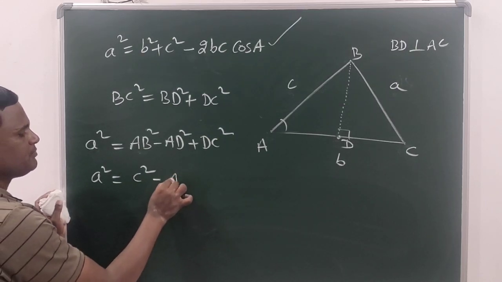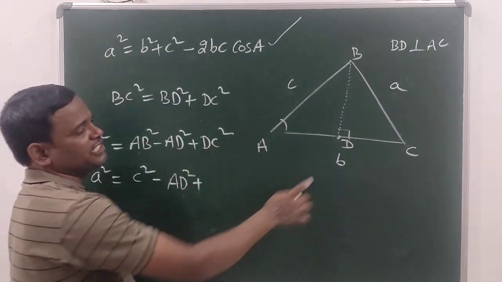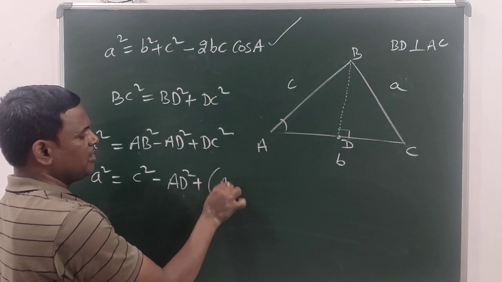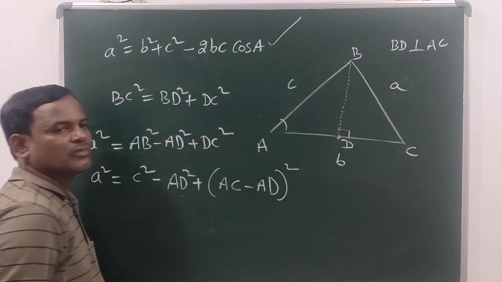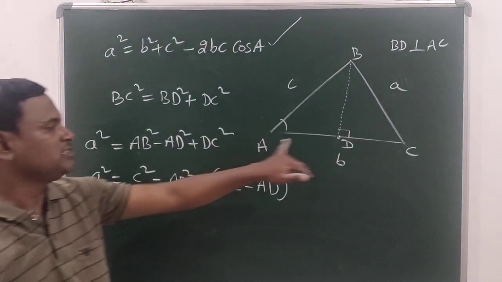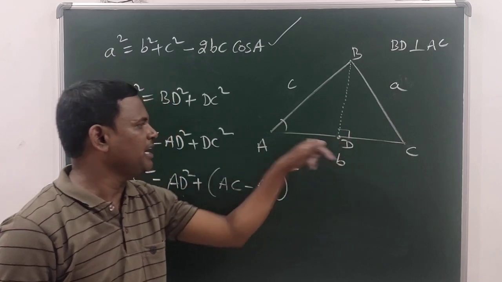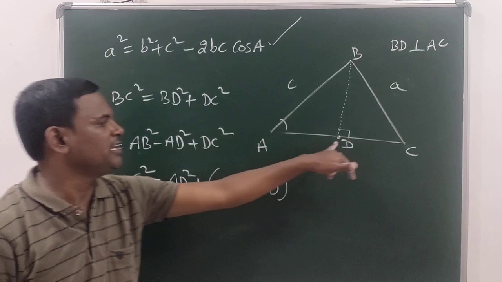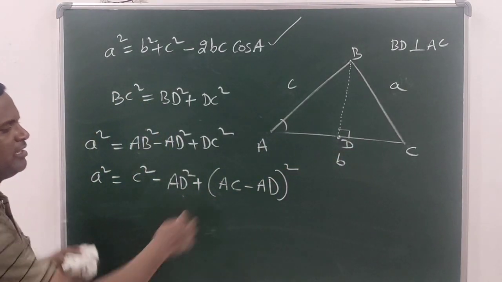AD square as it is, but in the place of DC, you can write AC minus AD whole square. Okay, students. This is DC. DC is nothing but what in this figure? AC minus AD. That is equal to DC. I replaced DC by AC minus AD whole square.